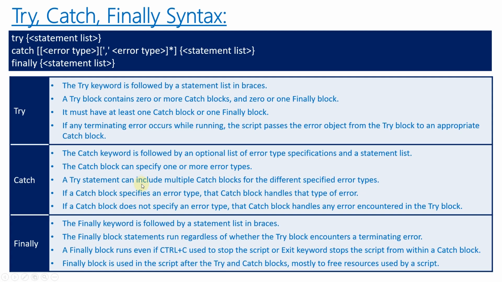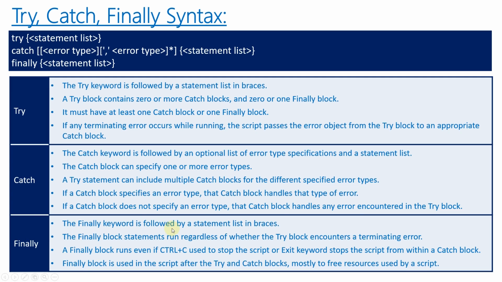If we specify an error type in a catch block, that particular catch block will handle only that type of error. If we don't specify the error type, the catch block will handle any type of error that occurs in the try block. Now we will understand the finally block.